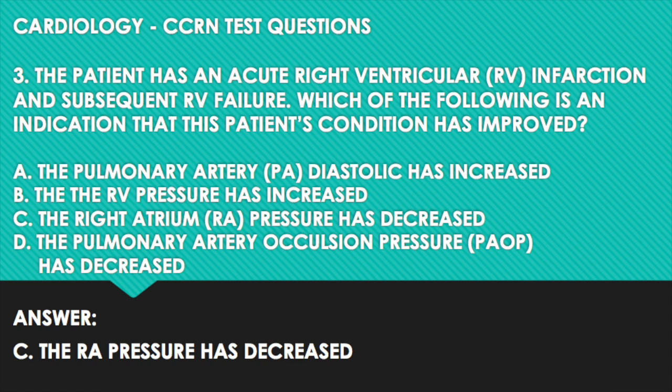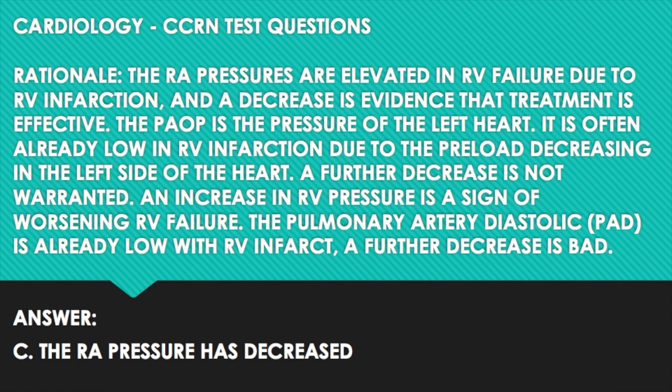So the answer is C, the right atrium pressure has decreased. And this is because the right atrium pressures are elevated during right ventricular failure due to right ventricular infarction, and a decrease is evidence that the treatment is effective. The wedge pressure is the pressure of the left heart. It is often already low in the RV infarction due to the preload decreasing on the left side of the heart. A further decrease is not warranted.